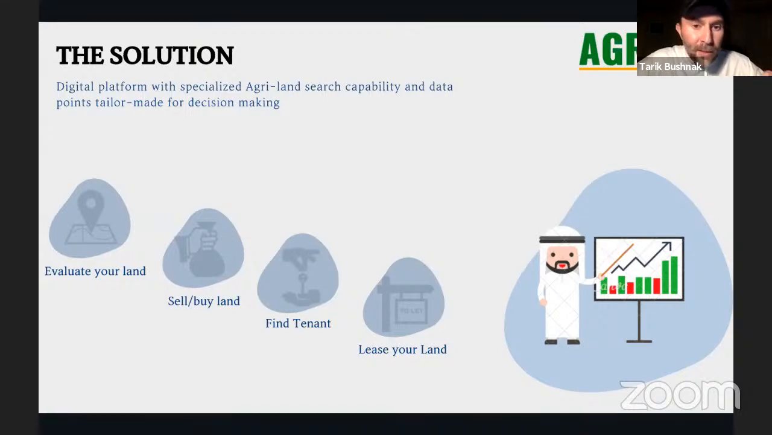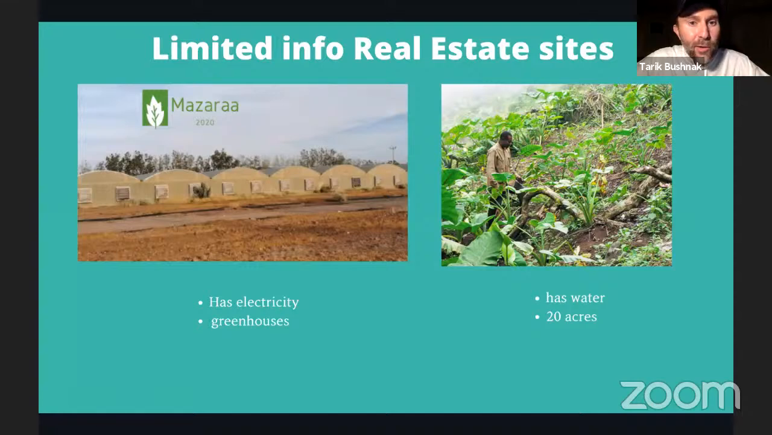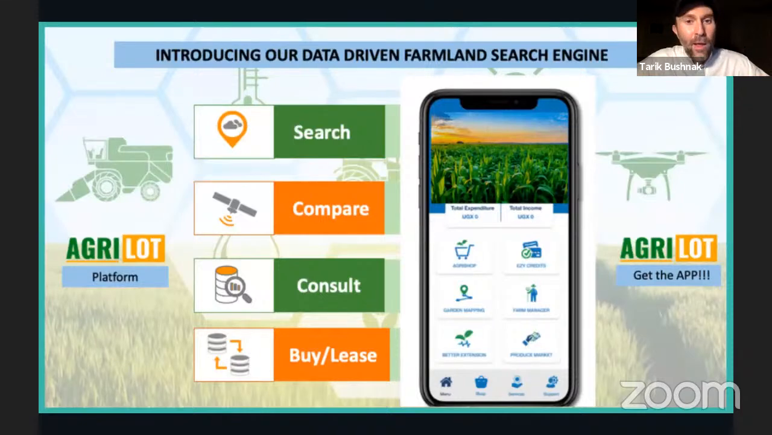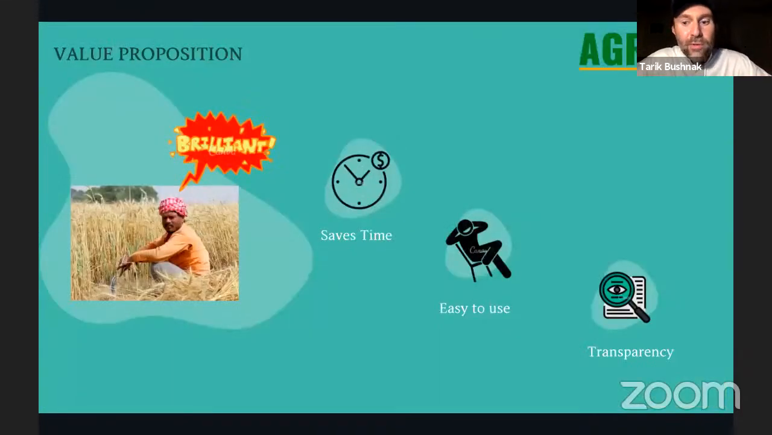So if you go to a real estate website in Saudi Arabia, this is what you're going to find. We want to turn this into this. Our value proposition is that we're going to give you reliable data, thereby increasing the transparency of the transaction. We're going to be easy to use. We'll save you time and hopefully some money.